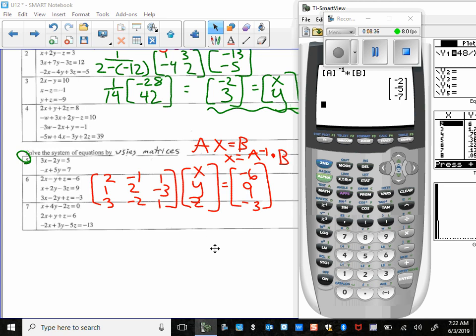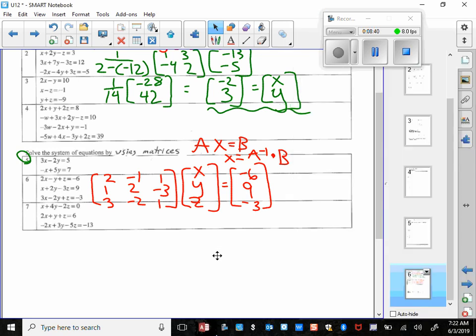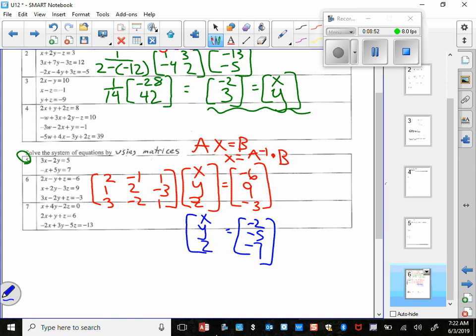And so I get negative 2, negative 5, negative 7. So think about what that really means. Negative 2, negative 5, negative 7. Remember, that's meaning x is negative 2, y is negative 5, and z is negative 7.